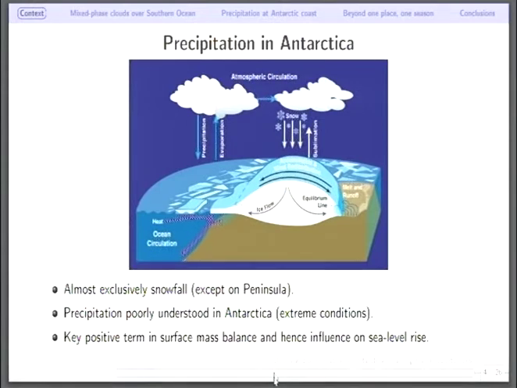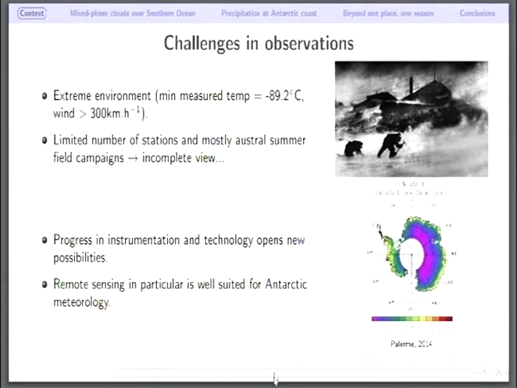Challenges: I was mentioning, why is it so difficult to go there? Extreme environment. The minimum measured temperature was at Vostok in the 80s, minus 89.2 degrees centigrade. It's pretty cold. Winds: not in the interior, but on the coast, you have fierce katabatic winds. At Dumont d'Urville, for instance, one of the most exposed stations, the record is above 300 kilometers per hour. And then the anemometer went away with the wind. Tough conditions.